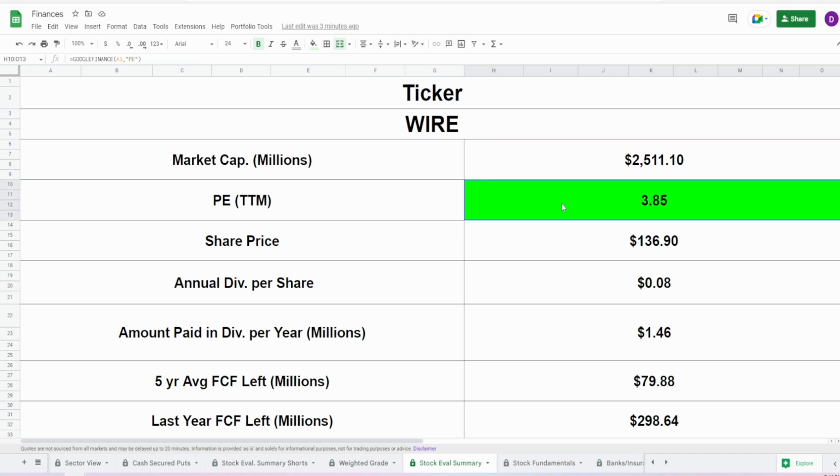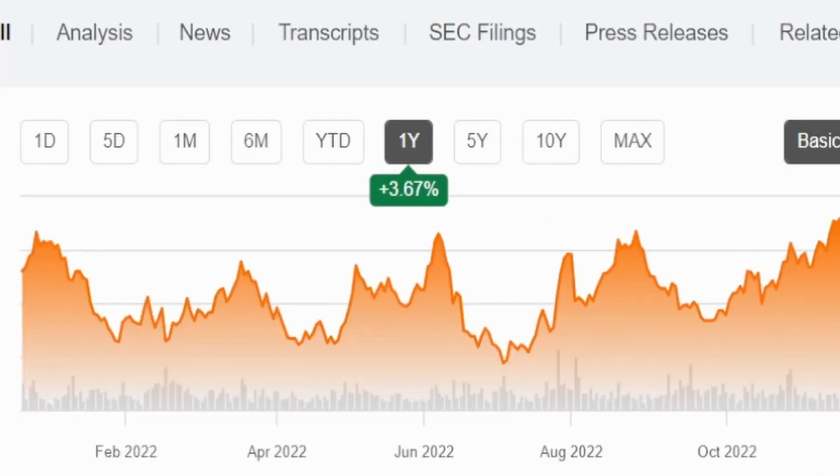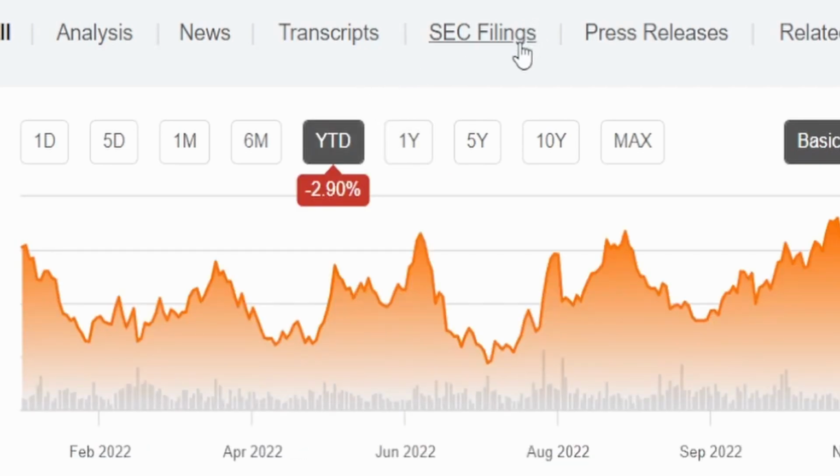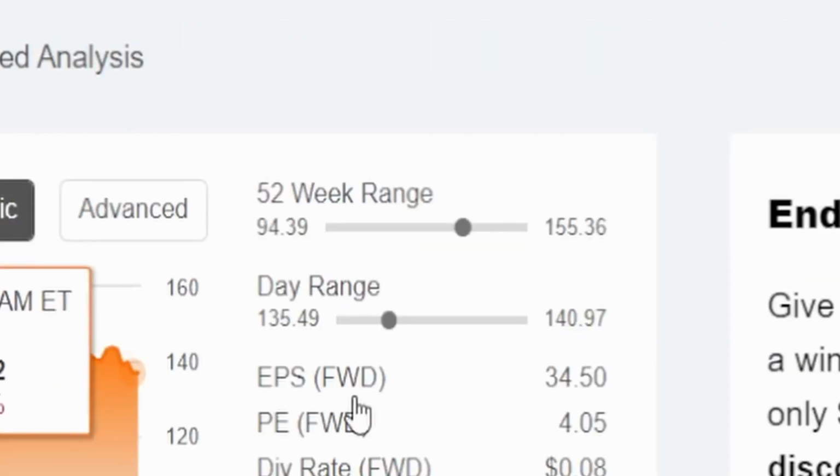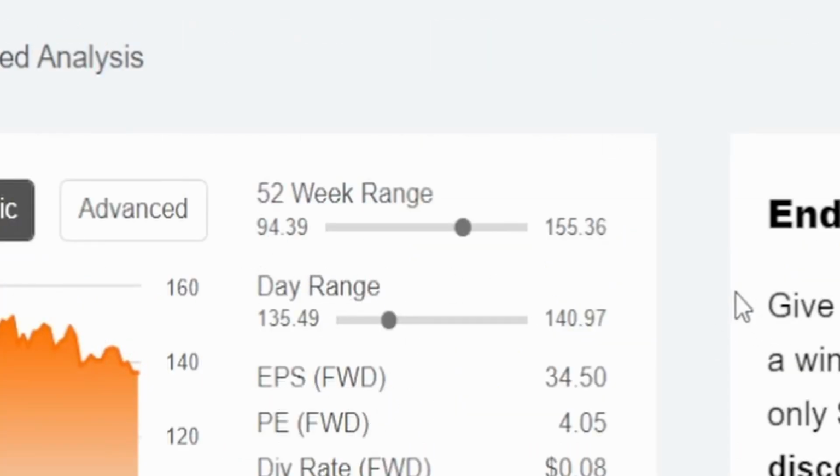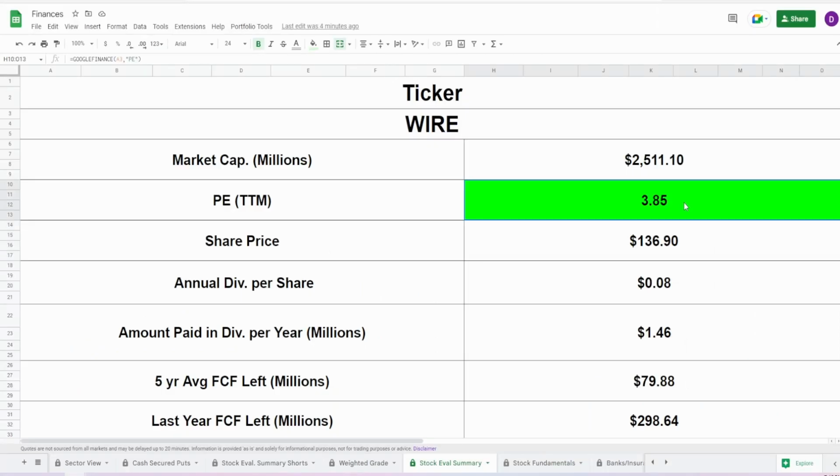So now, coming into the calculator, we've got the ticker symbol WIRE, a market cap of $2.5 billion, a PE of 3.85, with a current share price of a whopping $136.90. That's surprising, because if we take a look at this company's stock on the 1 year, guys, they're up 3.67%, and year to date, they're down almost 3%. The 52-week range is $94.39 to $155.36, so we're at the higher end of this range with a $137 price tag and a PE of 3.85. This is becoming a real anomaly.